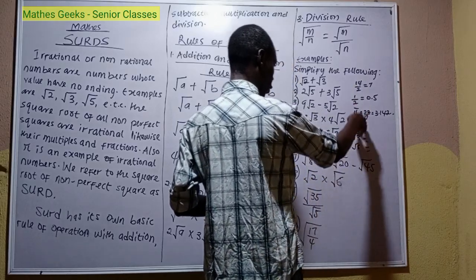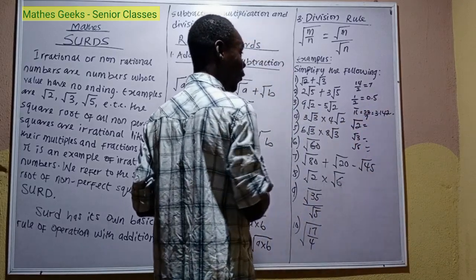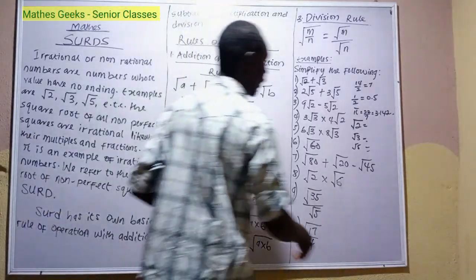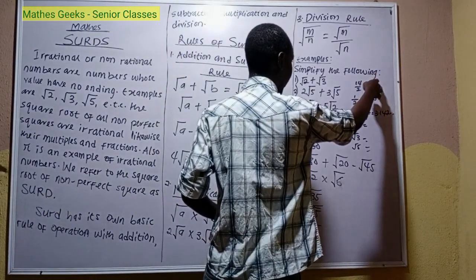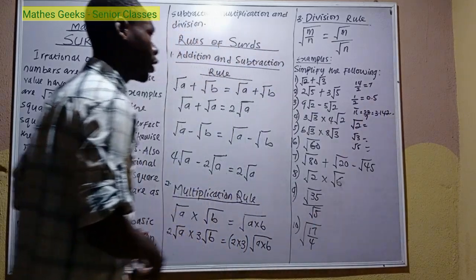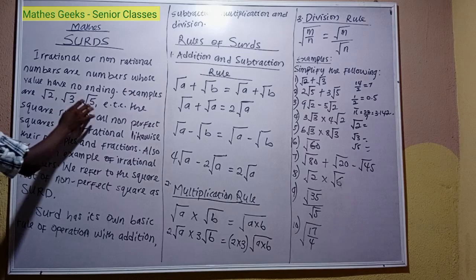Numbers that do not have an exact value, or whose values have no ending, are said to be irrational or non-rational. On the other hand, numbers whose values are exact or have an ending are said to be rational. The examples of irrational numbers are root 2, root 3, root 5.